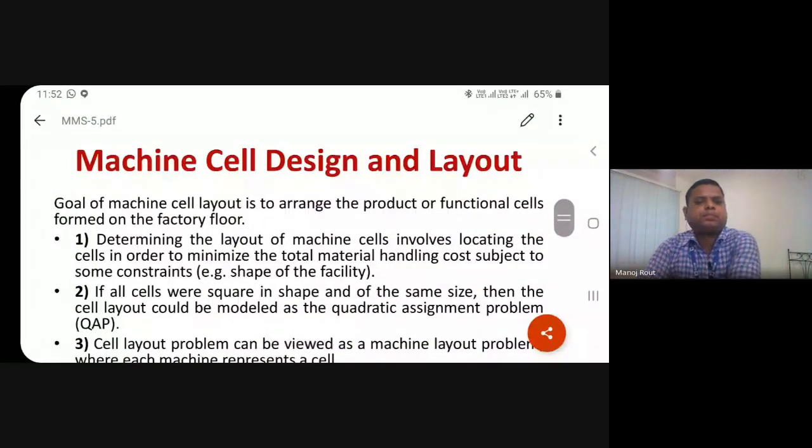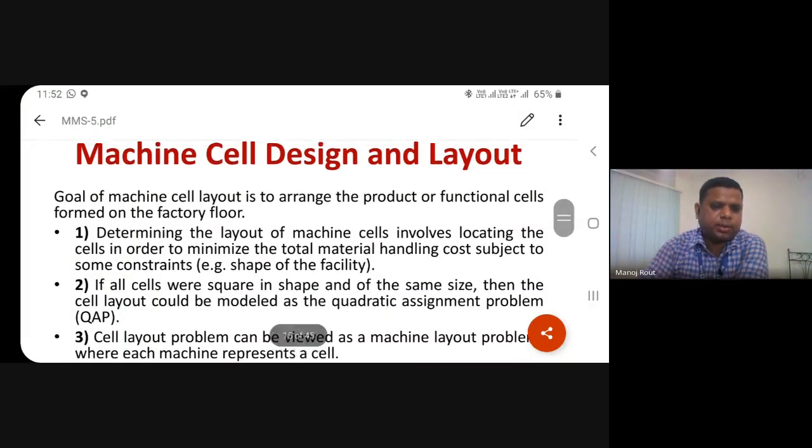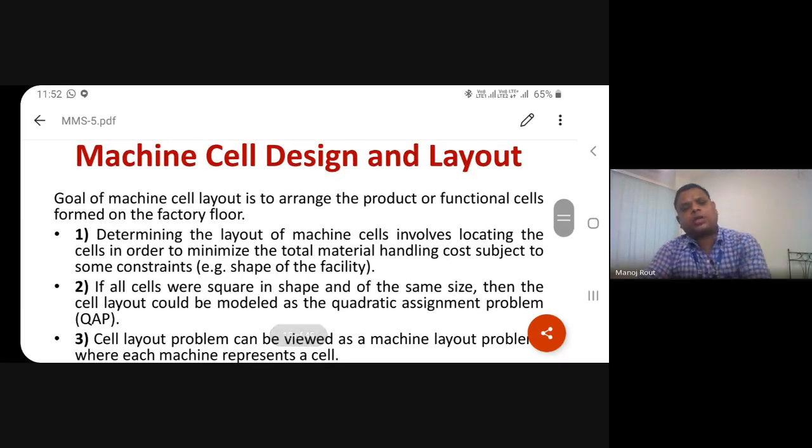Okay. So in the case of a good machine layout, the aim is to arrange the product and functional cells in the factory flow. The first point is to determine or identify the layout of machine cells, locating the cells in order to minimize the total material handling cost subject to some constraints. If you take the example of Dhamra port, run by Adani Group, at that site they have placed many automated guided vehicles and even conveyor belts, which directly minimize the total material handling cost subject to port activities, such as loading and unloading.